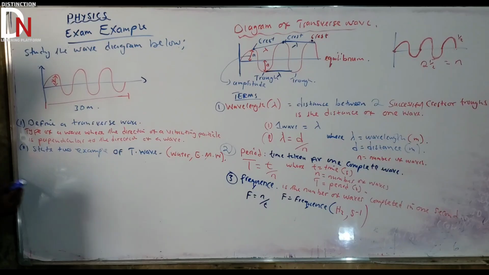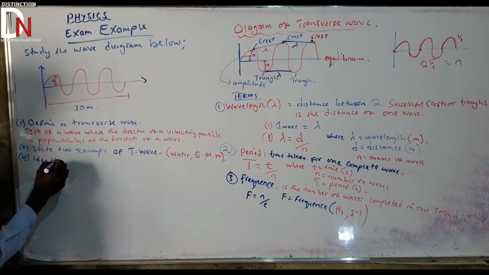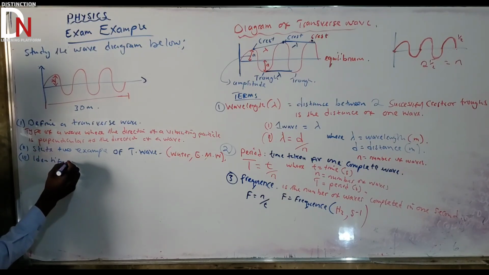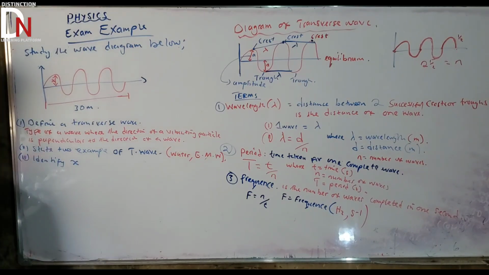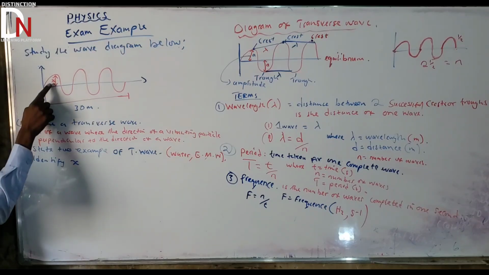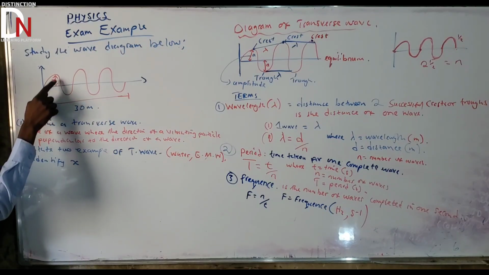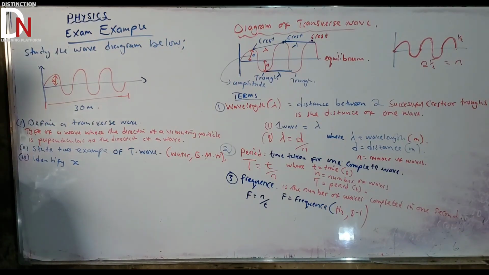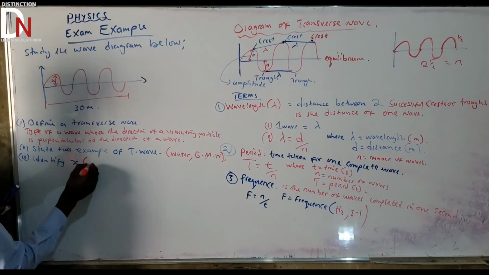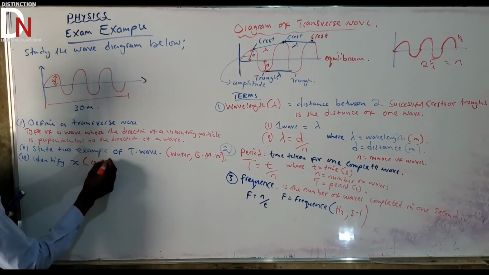Question number 2 or 3. What can they ask now? They are going to ask you to identify X. So what is this X? As you can see, it is showing from here up to there. What did we call that? Amplitude. So that is amplitude.